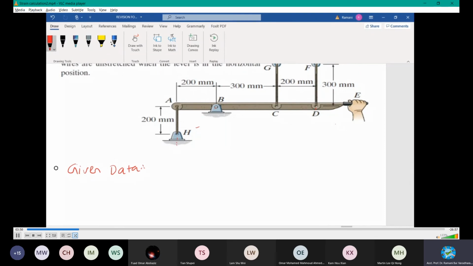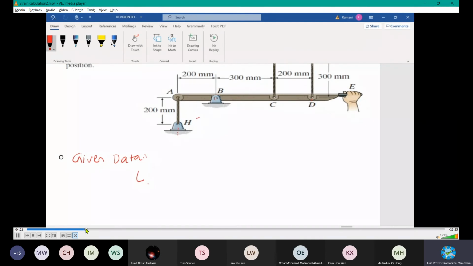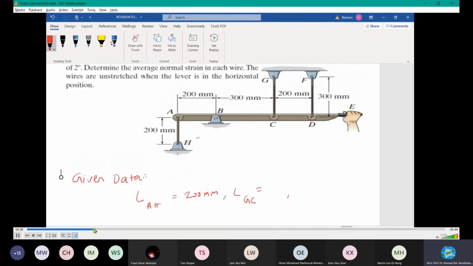Okay, one moment. The original length is capital L. L of AH will be 200. You might write it like this: 200, 300. Original length of FD will be 300 also. You can even put it equal to 300 mm, same. That we must know.